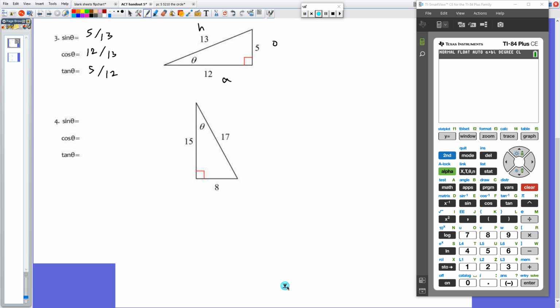The 17 is going to be our hypotenuse. In this drawing, the angle theta is up at the top, which makes our opposite down here where the 8 is, and the 15 will be our adjacent. Sine, opposite over hypotenuse. Cosine, adjacent over hypotenuse. Tangent, opposite over adjacent.